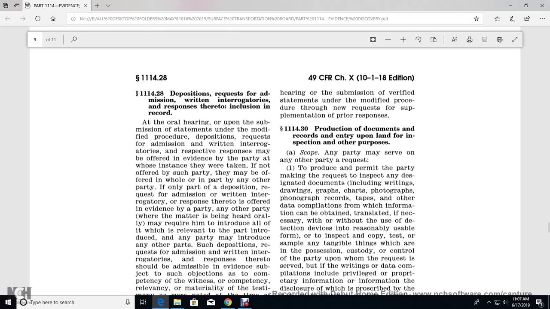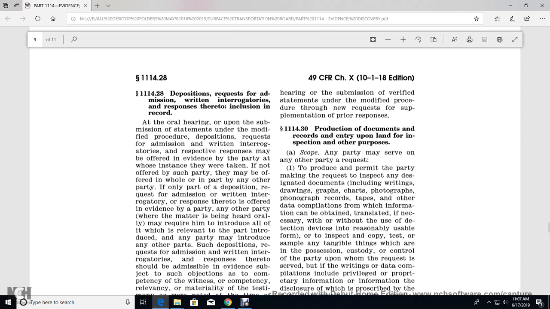The scope of the request: any party may make a request to produce, to permit the party making the request to inspect the designated documents, including writings, drawings, graphs, charts, photographs, phonograph records, tape recordings, and other data compilations from which information can be obtained, translated if necessary through use of detection devices into a reasonably usable form.